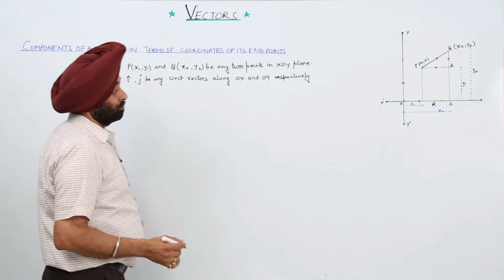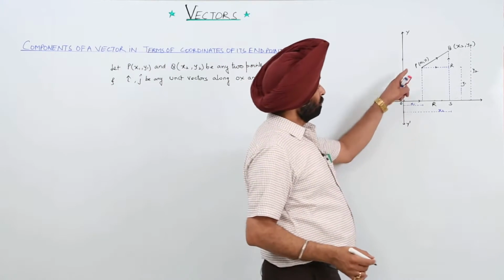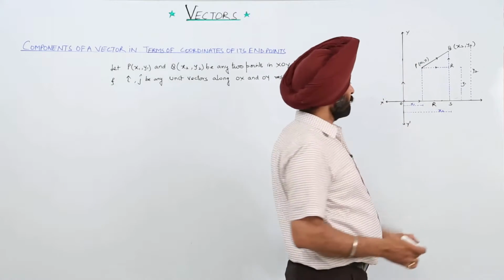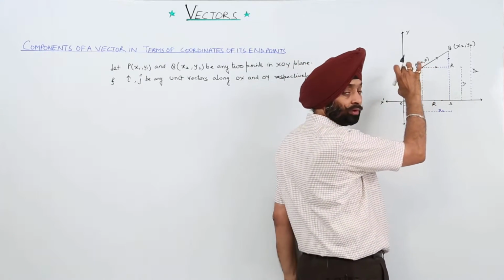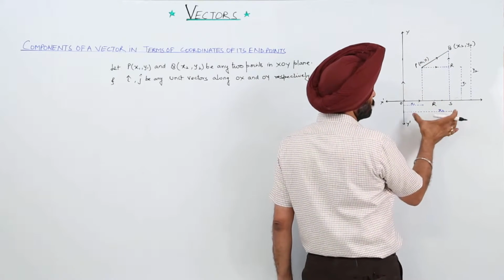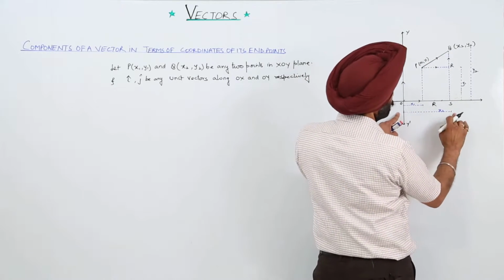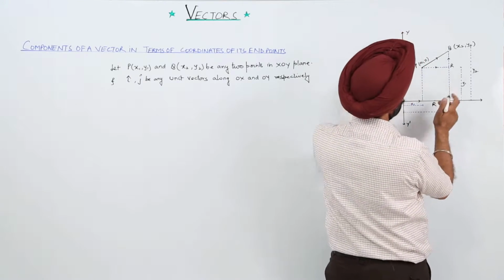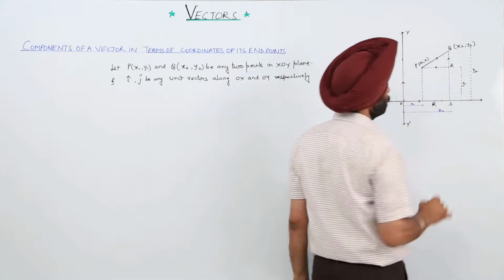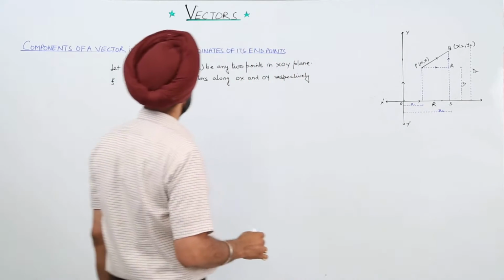Now when we are having coordinates for P x1 y1, it means this distance is x1 and this distance is y1, and similarly for Q, this whole distance from here to here is x2 and from here to here is y2. So we are having PR perpendicular on QS. Okay.